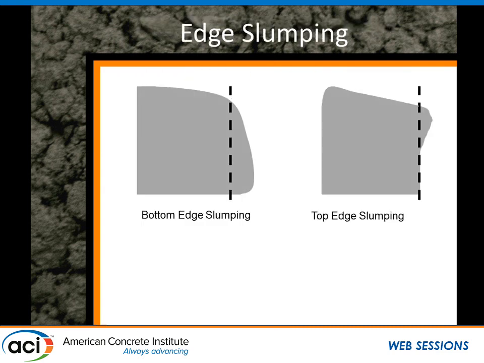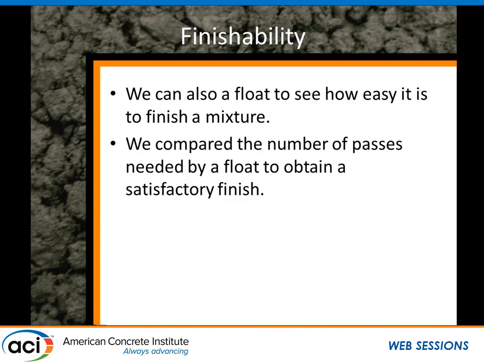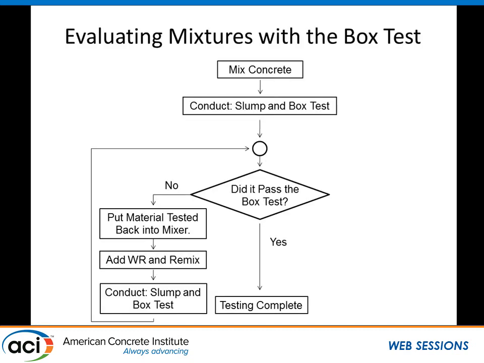We also can look at edge slumping. Bottom or top, there's a mixture that did well. See the straight edges? We actually use a straight edge to evaluate these. Look at the edge slumping there from the top. That's not good. We can also look at finishability. We can take a float to it. We can see how easy it is to finish. We can compare the number of passes needed with the float to actually obtain a satisfactory finish. These are all important things, very practical things to look at when you're actually developing concrete mixtures. And we're going to use this to evaluate mixtures.